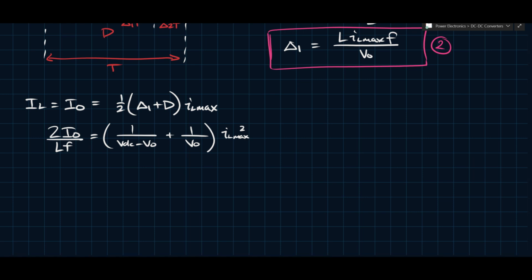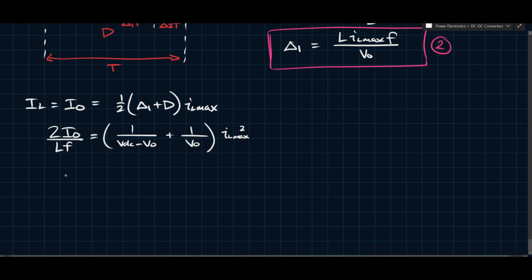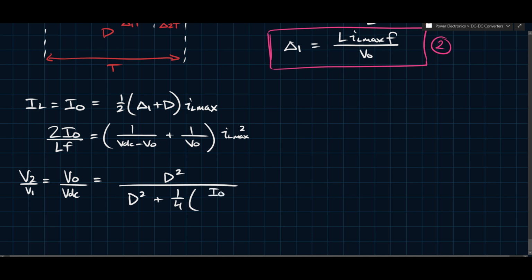And I won't do the entire steps and all the process here because it'll take forever. But you essentially end up with a conversion ratio. So the conversion ratio we always say is V2 over V1, right? And so in this case, it's VO over VDC. But this applies to the general case of a discontinuous conduction mode buck converter. It doesn't have to be this VDC VO type stuff. You have d squared over d squared plus 1 over 4 IO over IOB max. And now what is IOB max?